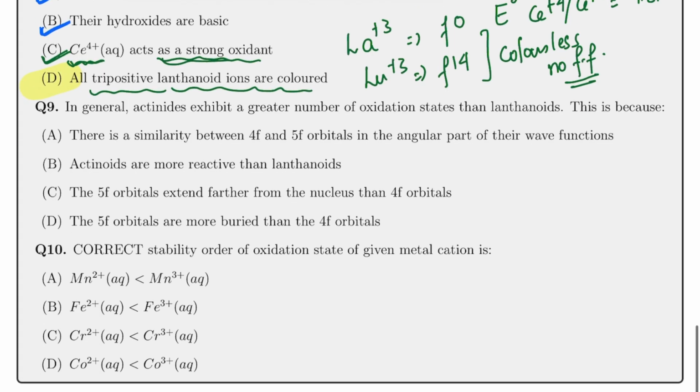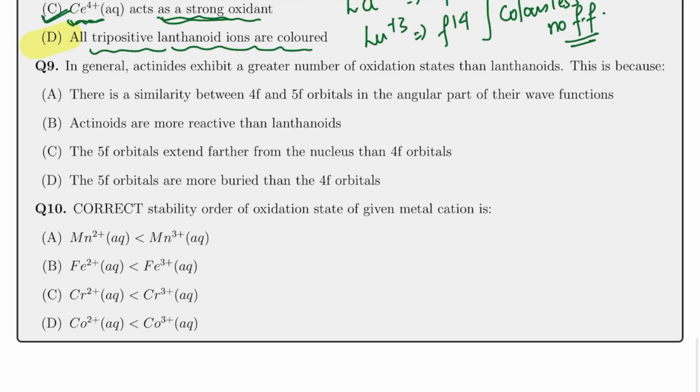Now, for the 9th one, actinoids exhibit a greater number of oxidation states than lanthanoids. So what would be the probable reason for the same? A: There is a similarity between 4f and 5f orbitals in the angular part of their wave function. If I talk about option B, actinoids are more reactive than lanthanoids. That makes sense, but with respect to the greater number of oxidation states, this is not at all correct.